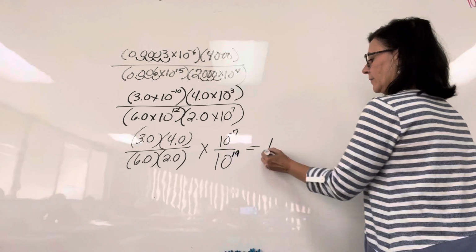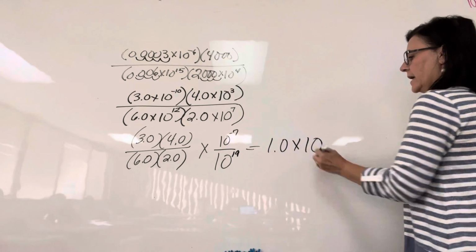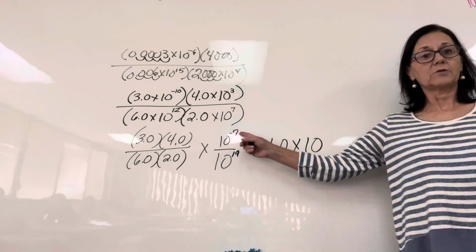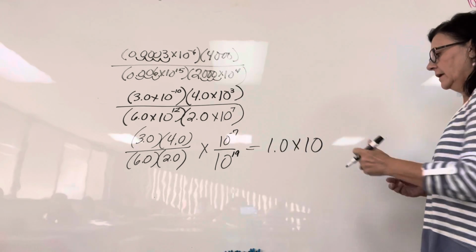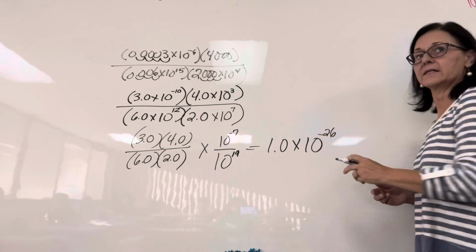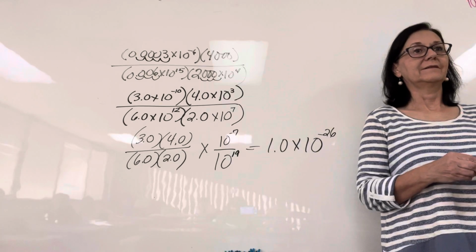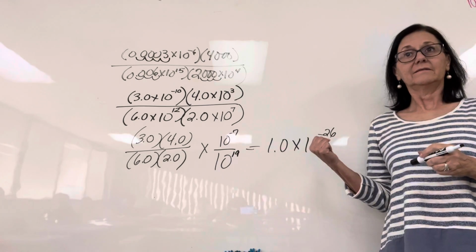All right, so we end up with 1.0 times 10. Division and subtraction. 7 minus 19 is negative 26. Therese, you had a question? No, ma'am. All right, got it?